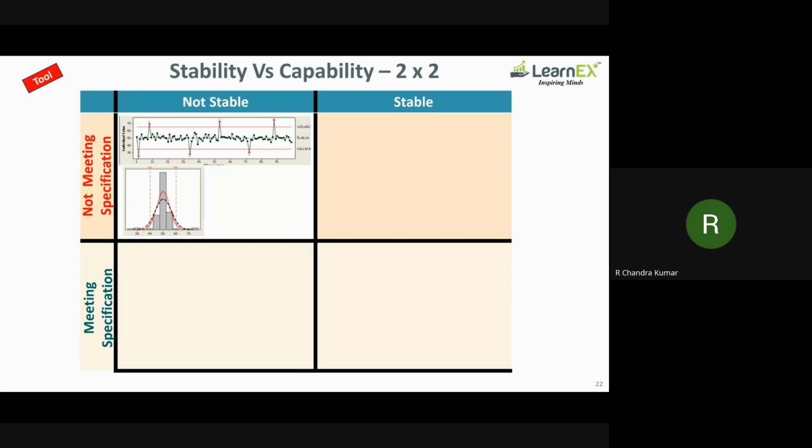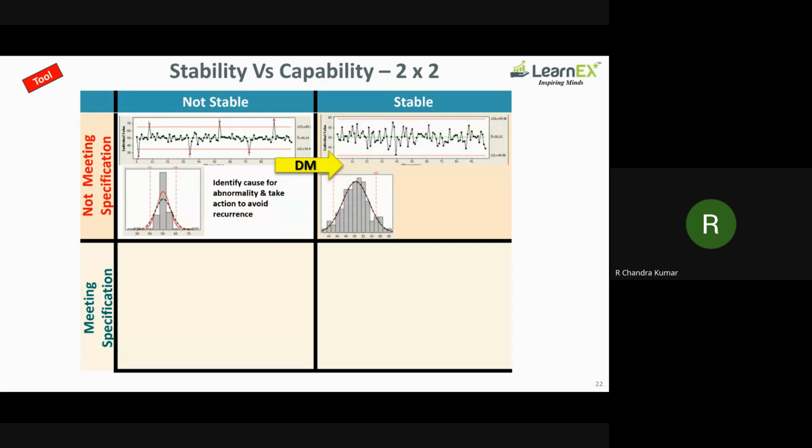So if any parameter has this kind of outliers, then we call the process itself unstable. Another thing is whether the variation is larger than the spec limit, or the variation is more than the target. If variation is also more than the target, we call it not capable. So how many parameters are not stable as well as not capable? How many parameters are stable but still not capable? That means there is no abnormality, but we are not meeting the target.